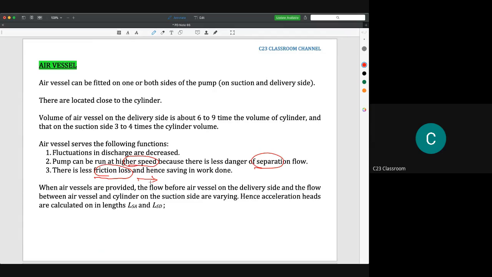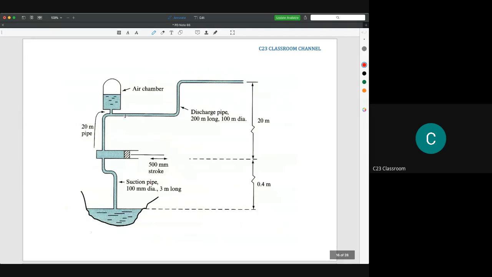Okay. So this is the air chamber or the air vessel. You could imagine that if you pump water like this, the water will go through the delivery pipe, but sometimes the delivery pipe is quite small compared to the piston here. So extra water will flow into this tank. And then when the flow rate is reduced, the water from the air chamber will flow to the delivery pipe to make sure that the flow at this delivery pipe is constant. Okay, that is the idea.